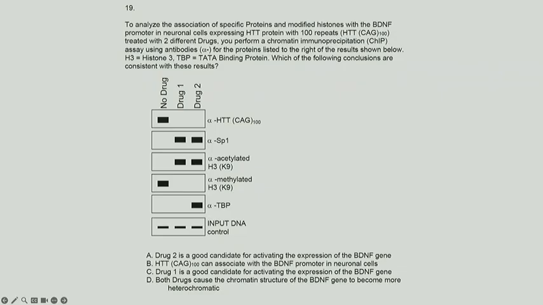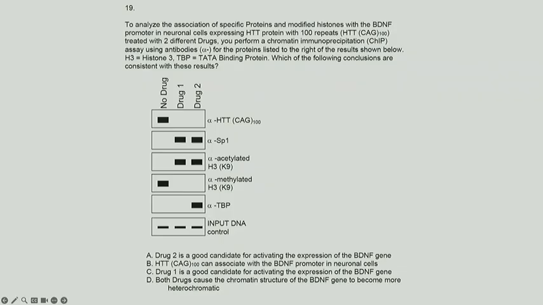The Huntington gene can associate with the BDNF promoter in neuronal cells. Oh, sorry. Yes, so the gene itself associates with the promoter in the absence of the drug, right? So with no drug, we pull down on this from the neuronal cells, we still get amplification of the BDNF promoter, which indicates that the Huntington gene is binding there, or the Huntington protein is binding there. Is drug 1 a good candidate for activating the expression?